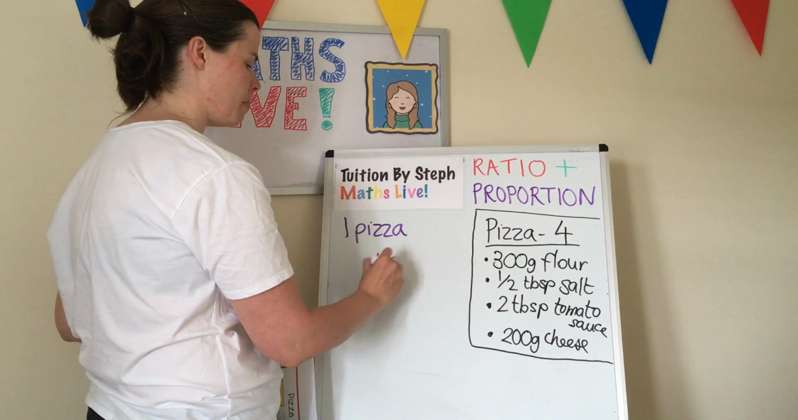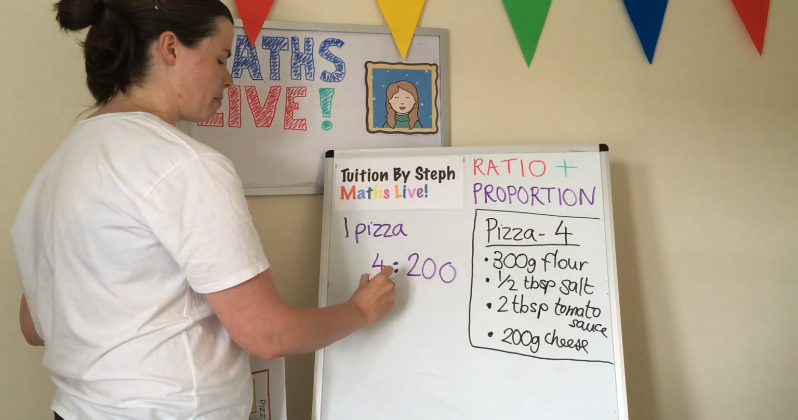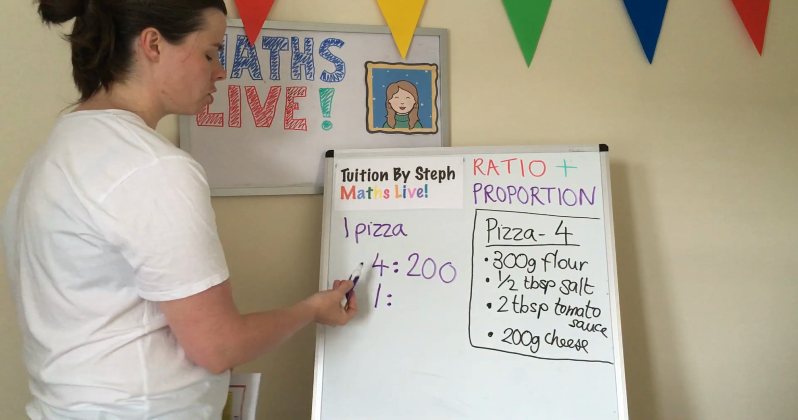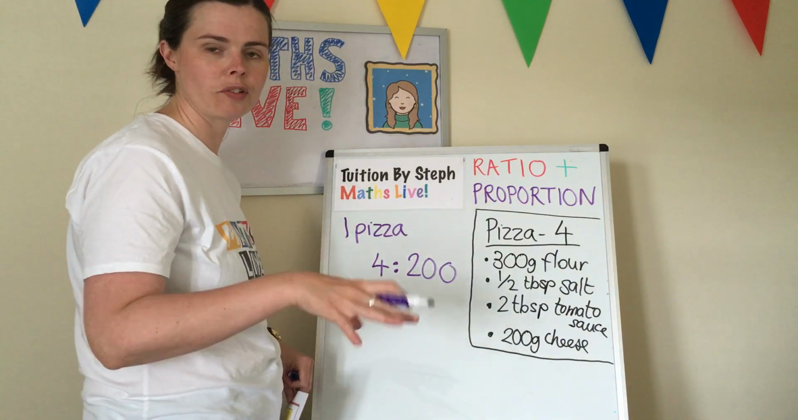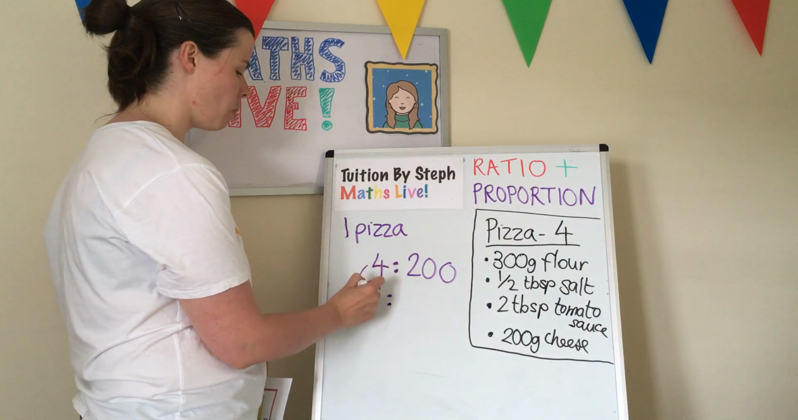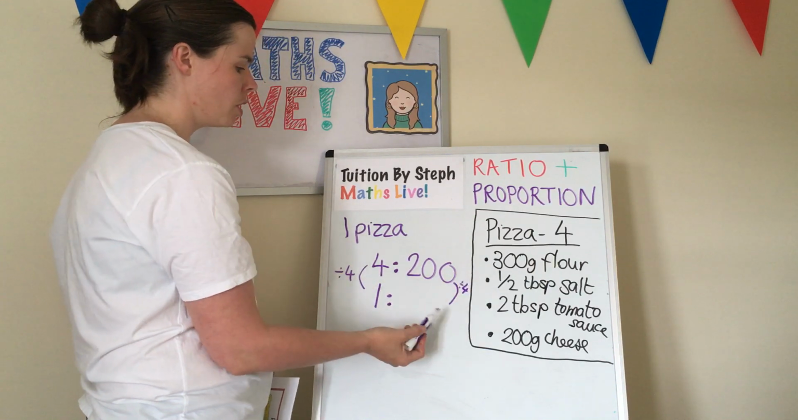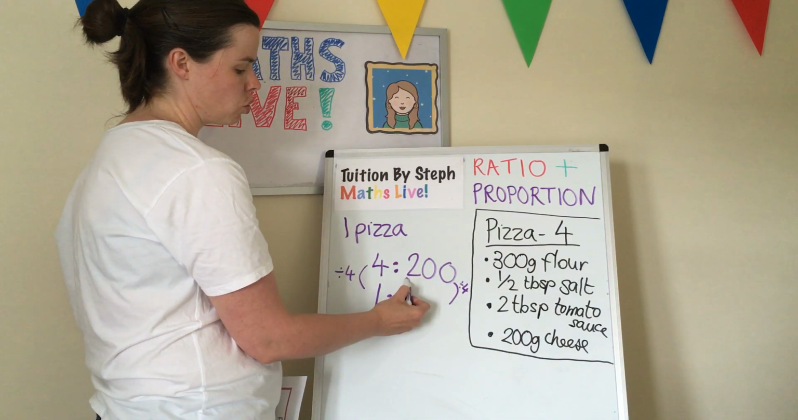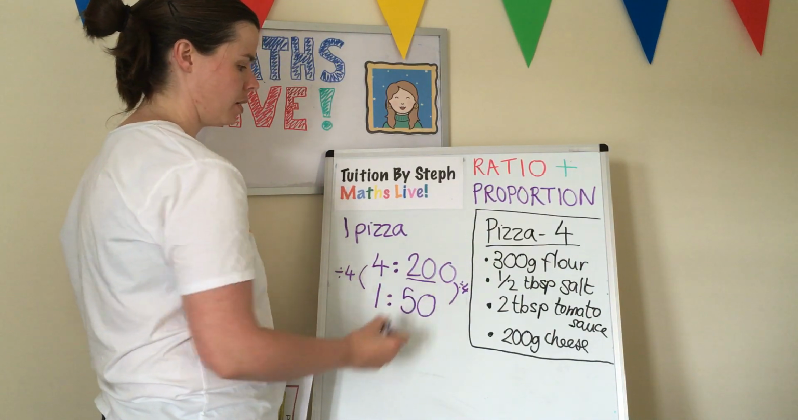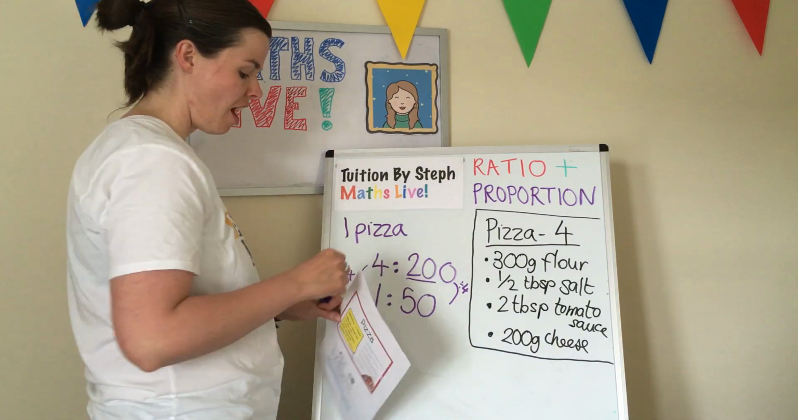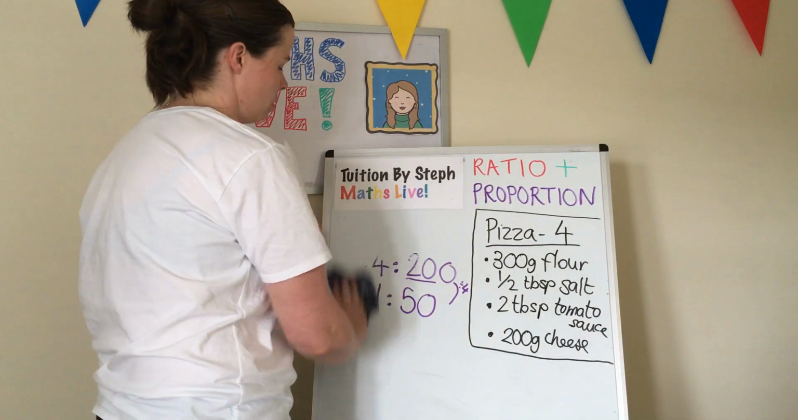So for 4 people, it was 200 grams, so put the ratio on, and you need to make it into 1 person. By the way, if you want to have a go, make sure you stop whenever I say a question. So to make it into 1 person, divide it by 4. And then do the same to the 200, divided by 4. So 1 4 is 4, 2 4s are 8, 3 4s are 12, 4 4s are 16, 5 4s are 20, and then add the 0. So how many grams of cheese would you need? 50. So 1 person would need 50 grams of cheese.